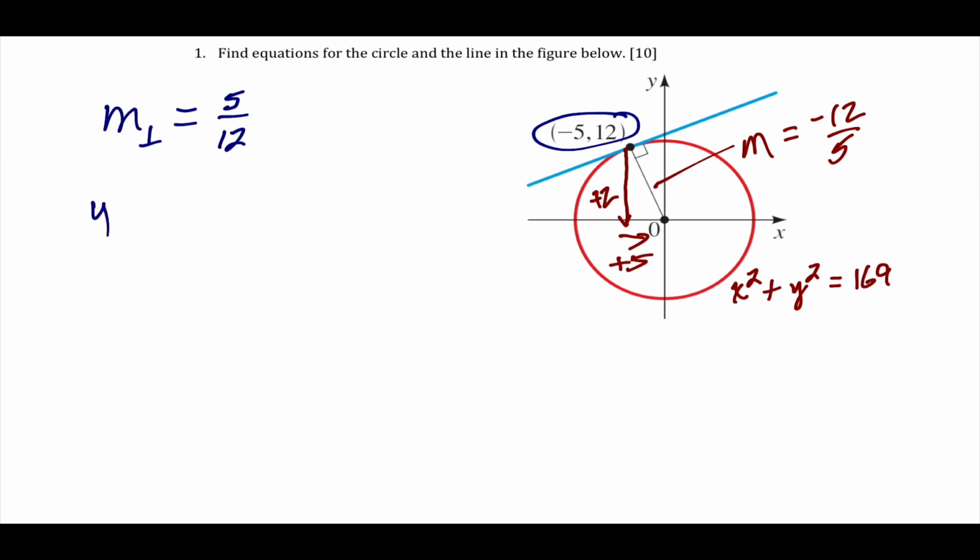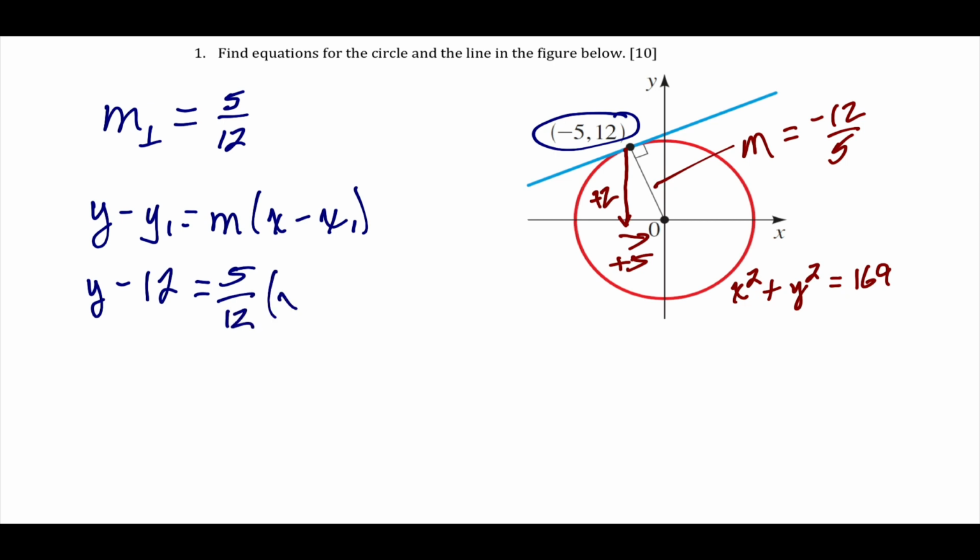So now we know a point on this line, negative 5, 12, and the slope of the line. So I'm going to make haste in using the point slope formula, which is this. So y minus 12, right? That's my 12 from up here. Y minus 12 equals, well, we just figured out that the slope was 5/12, so equals 5/12 times x minus, well, let's see, minus a negative 5. So minus a negative 5. So that's a line right there.